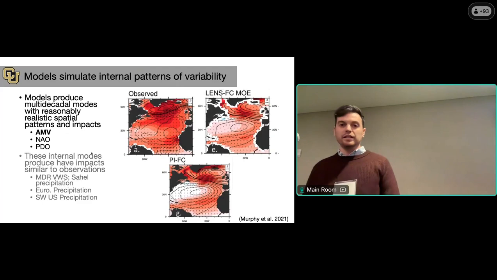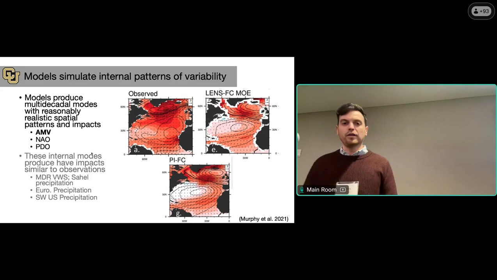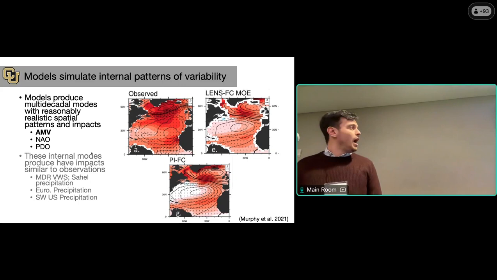Overall, I think maybe this is a low bar, but models produce internal modes of variability. They look somewhat like observations. This is an example of the AMV. The observed pattern is in the top left, and I'm defining the index as just the linearly detrended area average sea surface temperature in the North Atlantic. This is just the regression of sea surface temperature and sea level pressure on that index. Observations are the top left, pre-industrial control runs are on the bottom, and the fully coupled historical runs are in the top right. You don't have to squint too hard to see that that looks like the AMV.